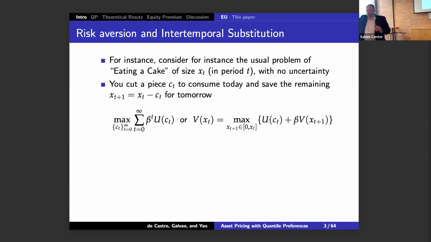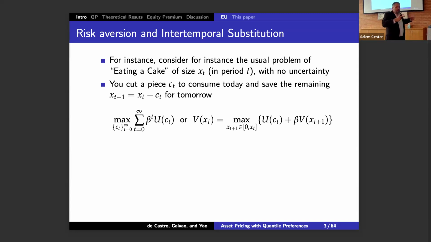Without risk, we don't need to talk about expected utility, because there is nothing to be expected about. So how do you decide? It's a classic problem of dynamic programming. You have a cake, and each period you take a slice of the cake and eat it, and save the rest of the cake for tomorrow. The amount you eat each period is C_t.